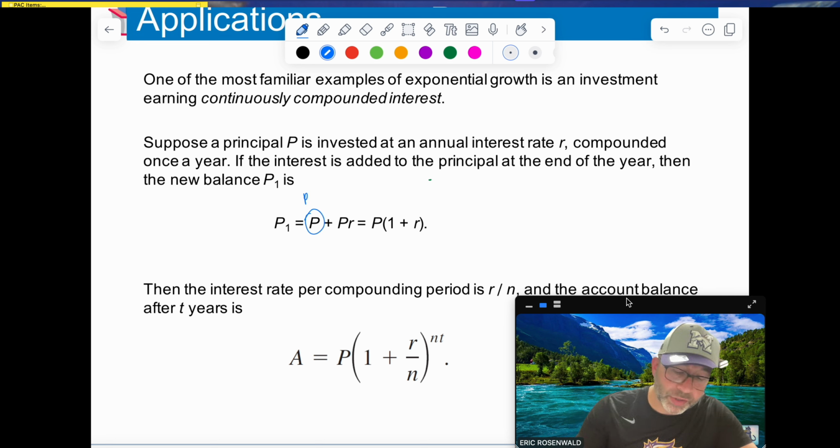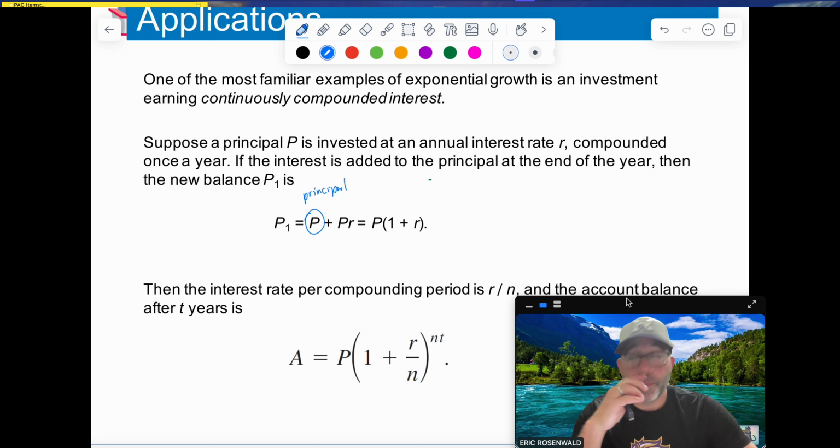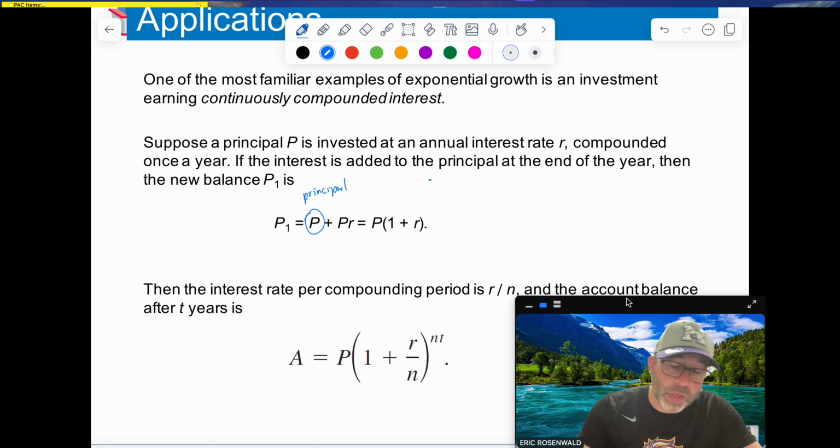P is my principal. Principal is whatever you start with. So when I get a mortgage, the principal balance is how much money I owe. When I buy a car, the principal balance is what I owe. So it's always that initial amount. The PR, when we're looking at this, is the interest earned.